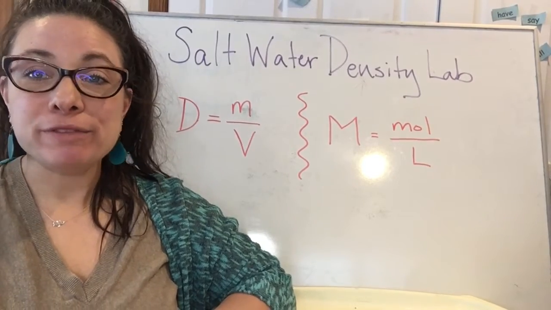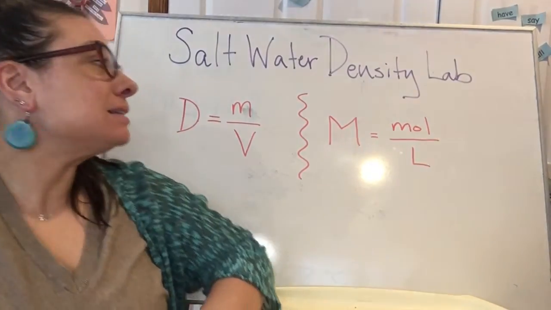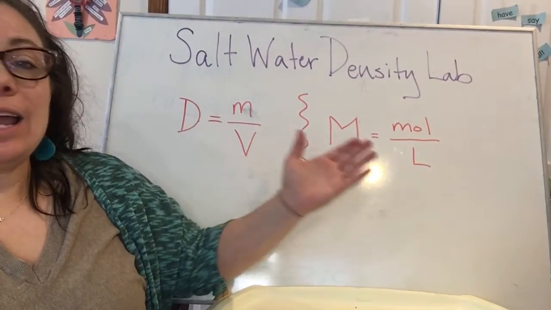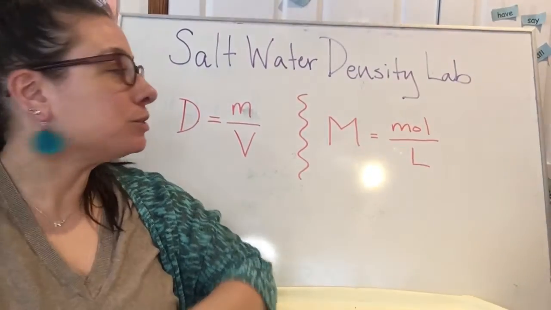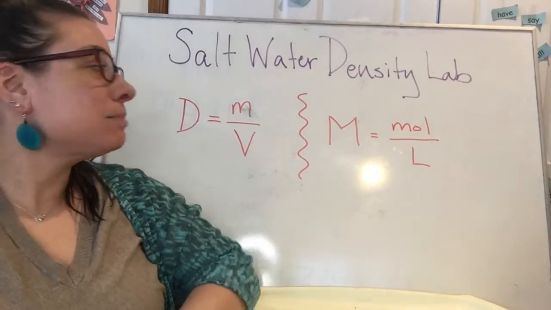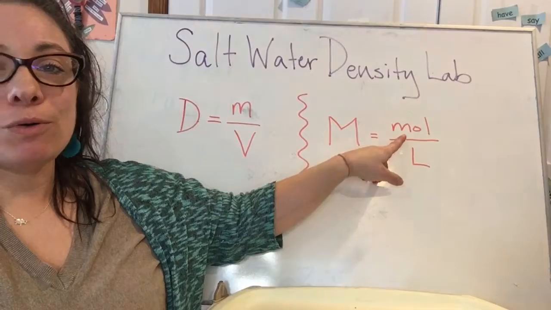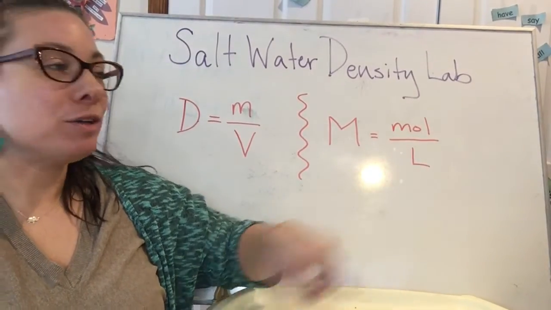So just a quick review before we get started. Density is equal to mass divided by volume, and concentration, which we've been using molarity to measure, is calculated by measuring the amount of moles divided by the volume in liters.